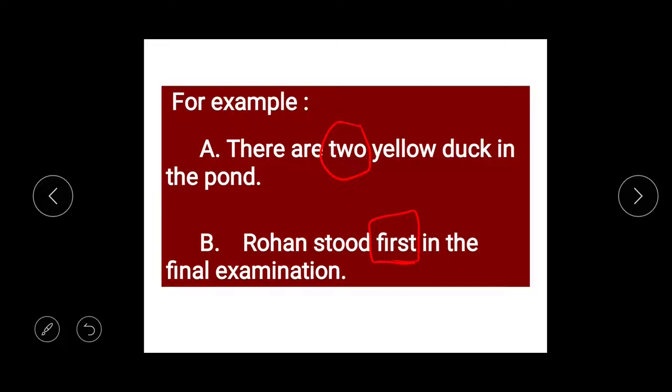In the first example, the word two is showing the number of the noun, which is duck, and in the second example, the word first is showing the order of the noun, that is Rohan. So students, these 2 words, two and first, which are denoting the exact number or the order of the noun or pronoun, are our next kind of adjectives, which are adjectives of number.